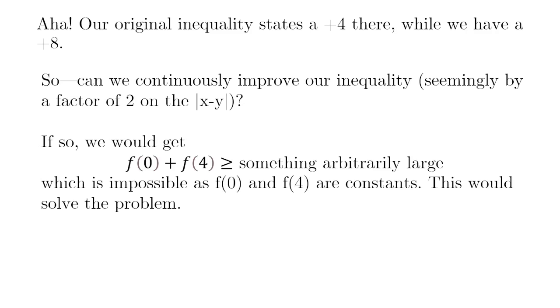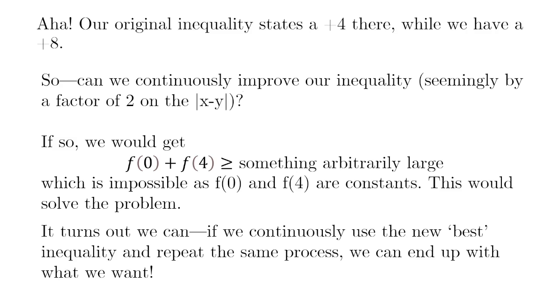So then the question is, can we continuously improve our inequality, seemingly by a factor of 2 on the absolute value of x minus y? If so, we could get something that looks like f of 0 plus f of 4 is at least something that is arbitrarily large because we keep increasing this factor of 2. Now this would be really good for us because this is impossible. Since f of 0 and f of 4 are constants, they cannot be greater than or equal to something that can go arbitrarily large. And this would solve the problem.